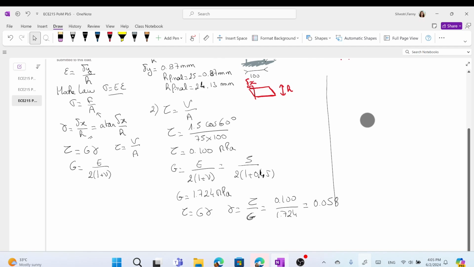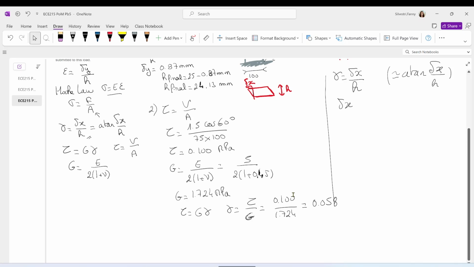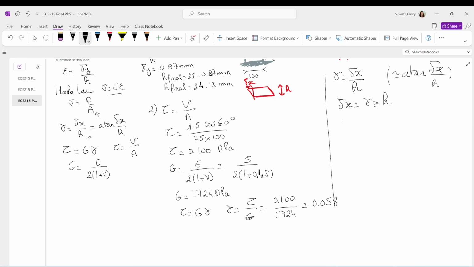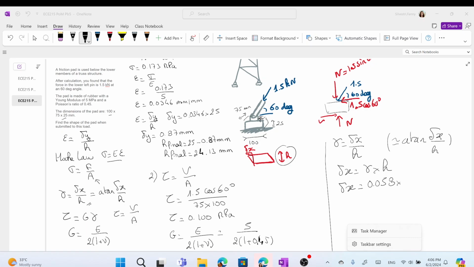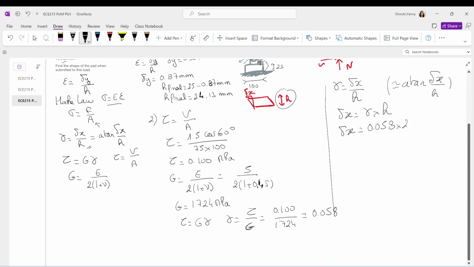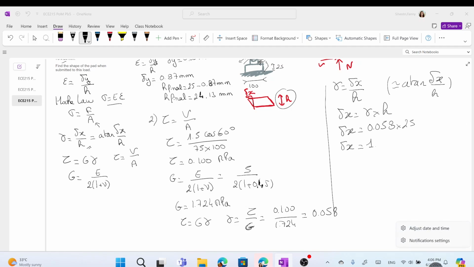Let's say that gamma equals delta x divided by h, because we want to find delta x. This is about the tangent of delta x divided by h. You can make the calculation with the tangents, but let's do it without the tangents. You will see that it gives us almost the same thing. So delta x equals gamma times h, that angle, and h is 25. Delta x equals 1.45 millimeter.